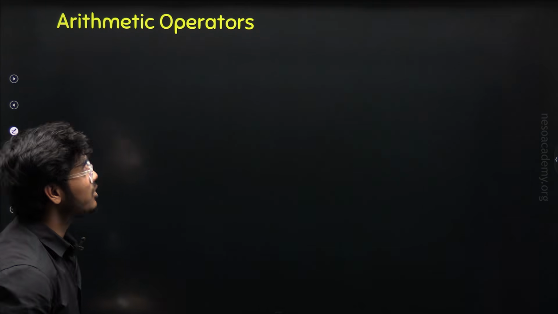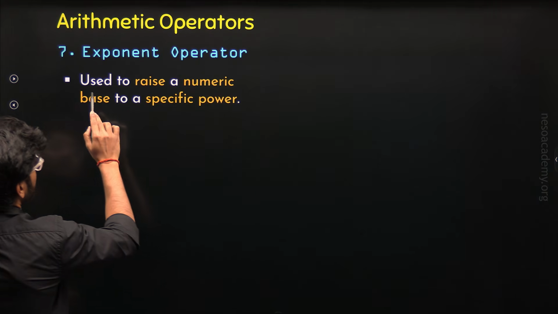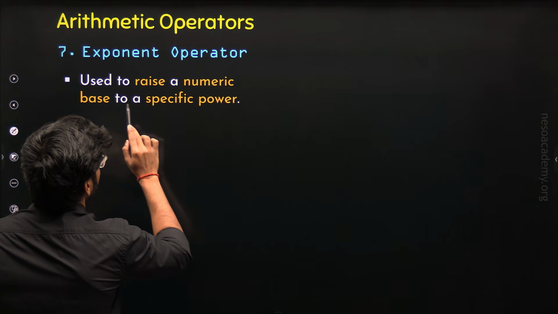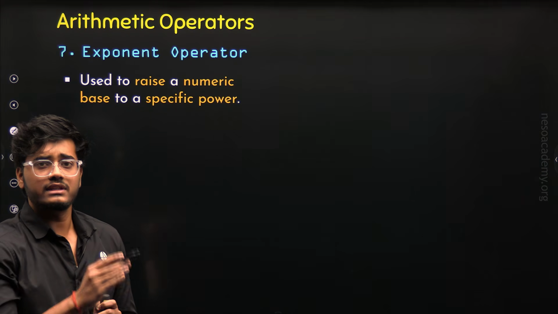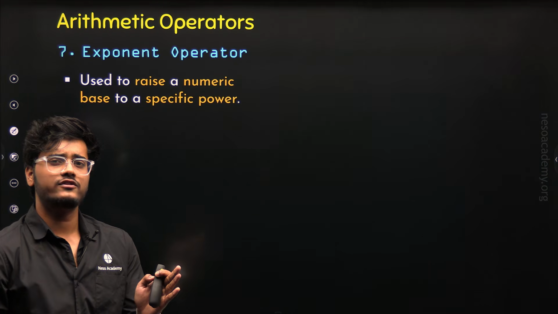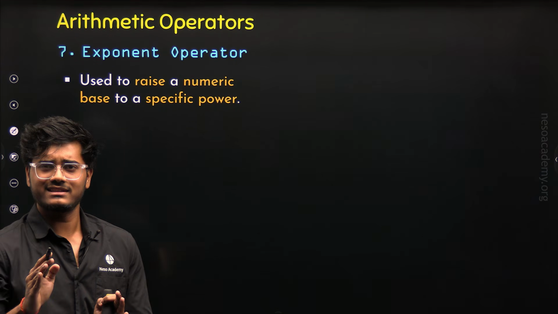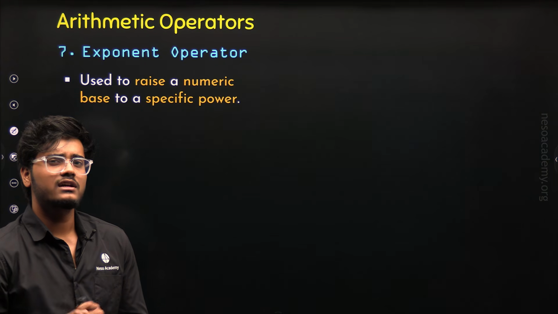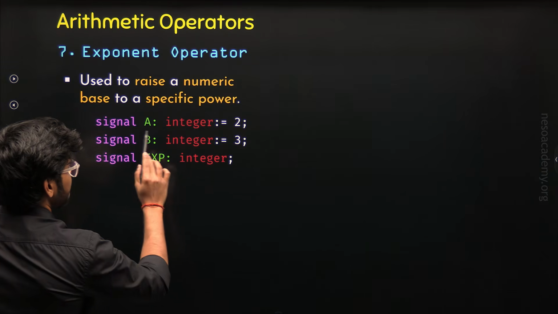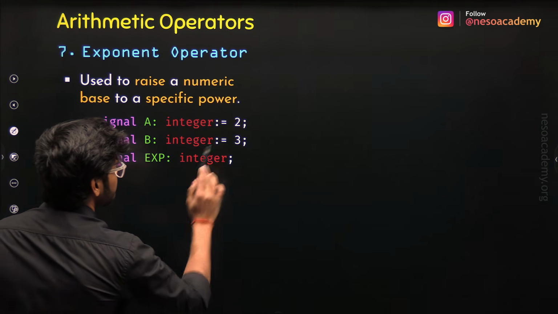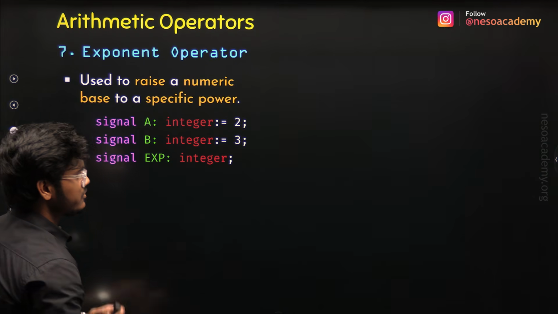Now, let's see the seventh operator and the last one, the exponent operator. The exponent operator is used to raise a numeric base to a specific power. Means the exponent operator is used to calculate the power of a number, where the left operand acts as the base and the right operand acts as the power. Let's understand this using an example. Consider if I want to calculate 2 to the power 3. For that, I will take two signals A as integer 2 and B as integer 3. I will declare signal exp with integer data type to store the result.